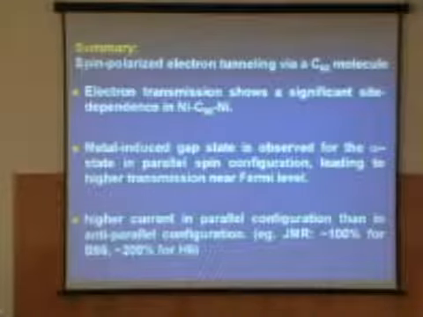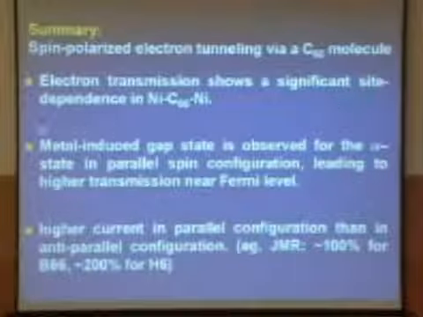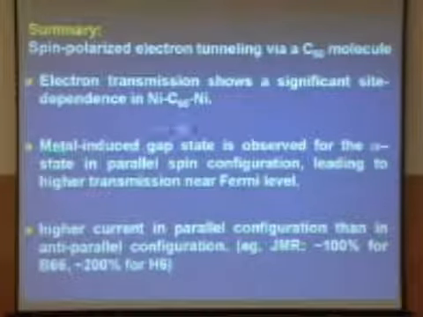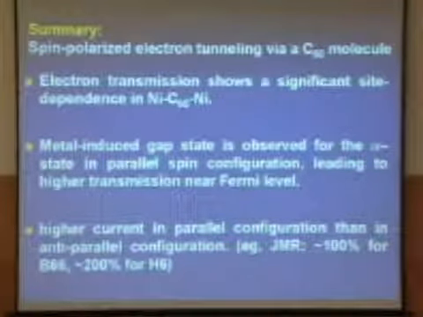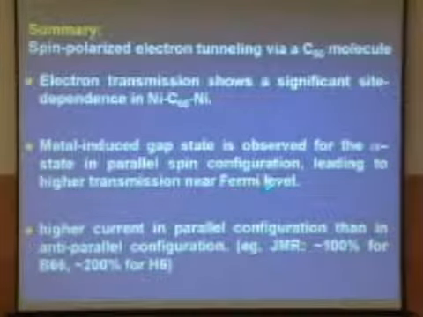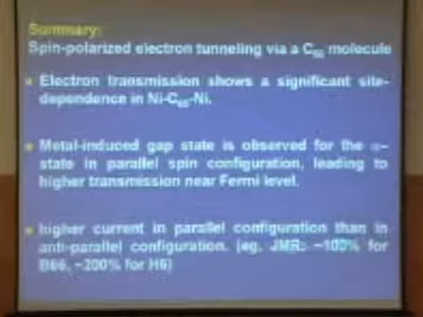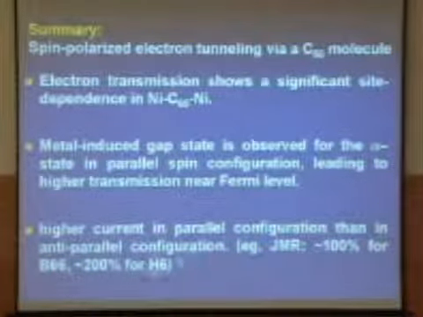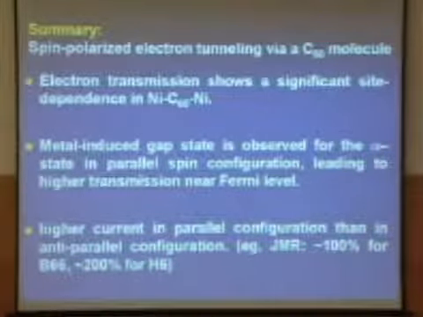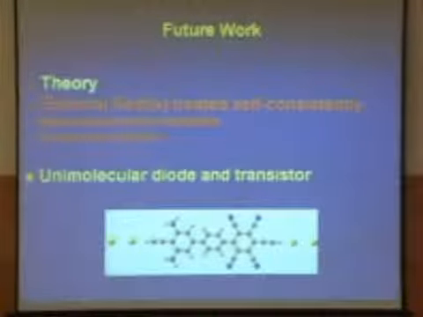Let me again summarize: indeed we have found that current shows a significant site dependence, by the bridge or whole site. We have to have these gap states in the parallel spin configuration, which means a higher transmission near the Fermi level. And then the higher current we have found gives about 100% JMR for the B66 site and about 200% for the S6 site, and experimentally it is about 80%. So this ends what we have done so far.